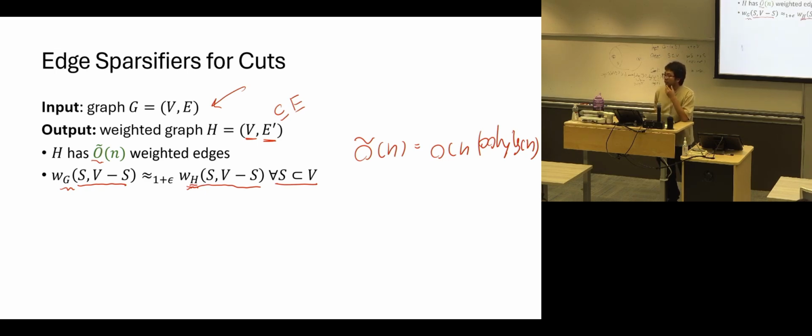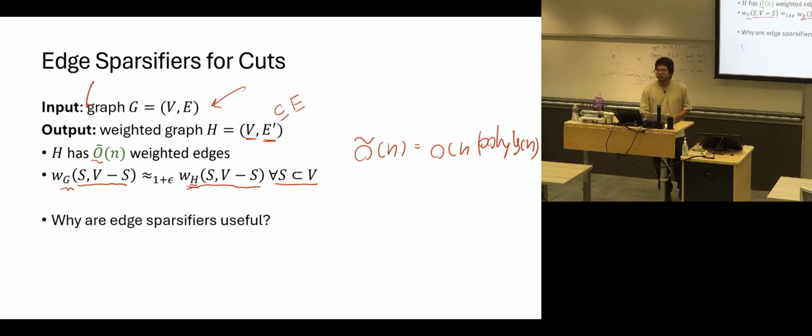Is the original graph weighted as well? You can think of the original graph as weighted too. But for now, maybe just for this slide, think of it as unweighted, so this really is just the number of edges. But the algorithm that I'm going to present will generalize to the weighted case.